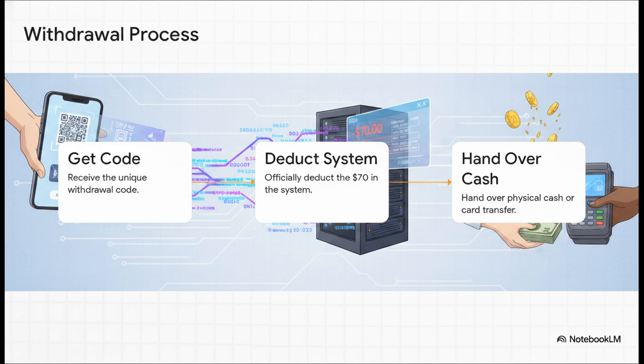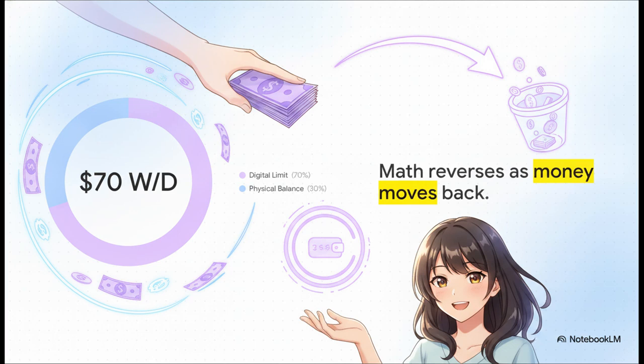Watch the math reverse right before your eyes as you process this. You started with $100 in your physical balance. You hand over $70, leaving you with $30 in physical cash. But wait, that $70 doesn't just vanish. It moves straight back into your available digital limit bucket, opening your capacity from 0 right back up to 70.